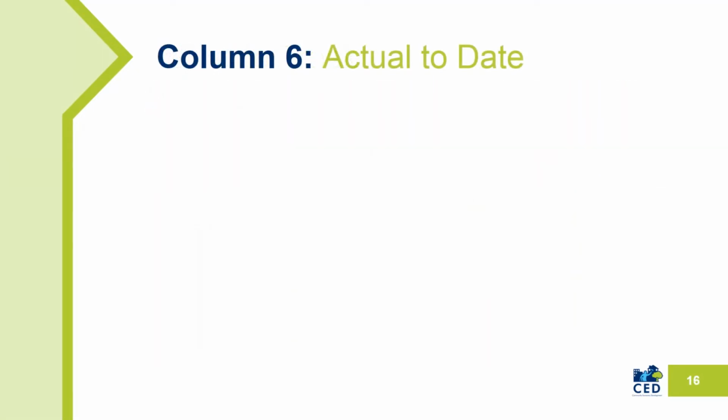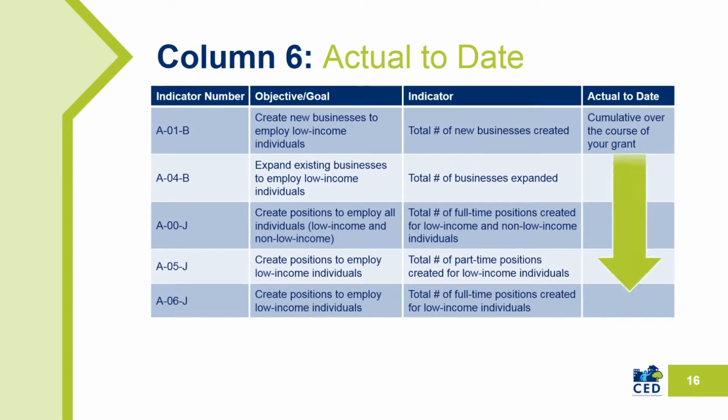Indicator A01B tracks new businesses created, and A04 tracks businesses expanded. Enter 0 if the indicator does not apply to your project. Indicator A05 is the only indicator that collects information about part-time positions. Everything else deals with full-time.